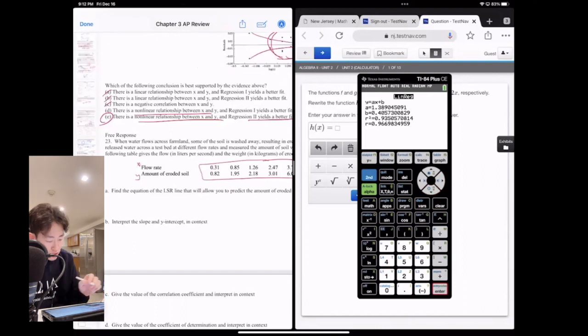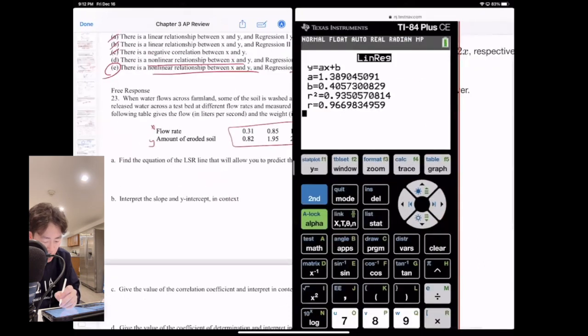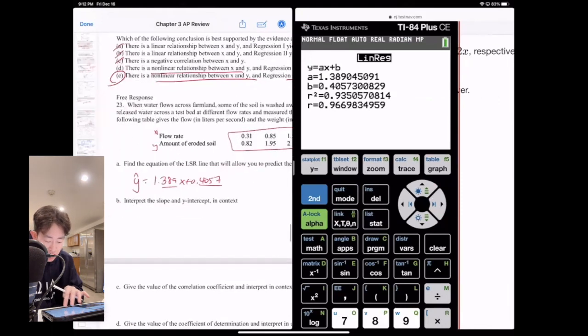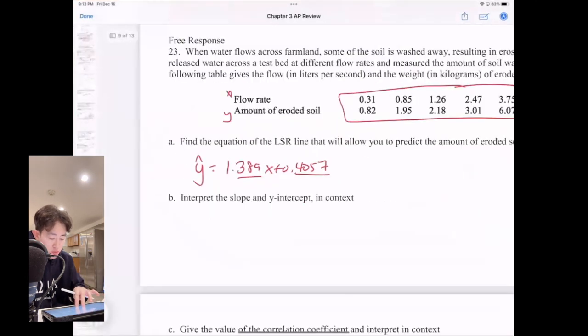So the equation here, if I were to zoom into this, y hat would be 1.389x plus 0.4057. You can see that I'm using maybe 4 significant digits, rounded to the nearest thousandth or ten-thousandth place. That should be good enough, and allow you to predict using the line and then interpret the slope and the y-intercept in context. So we're going to have to do some writing.